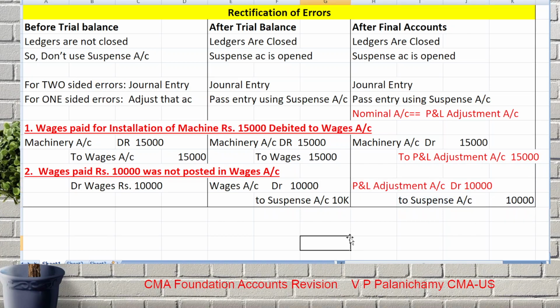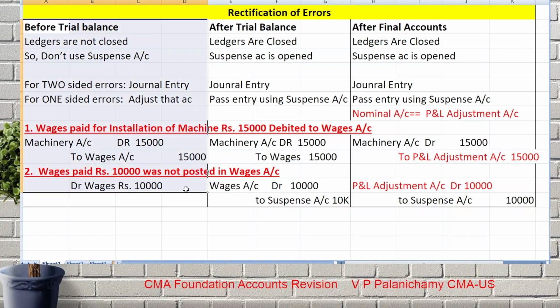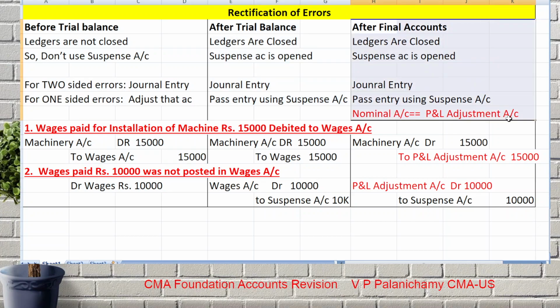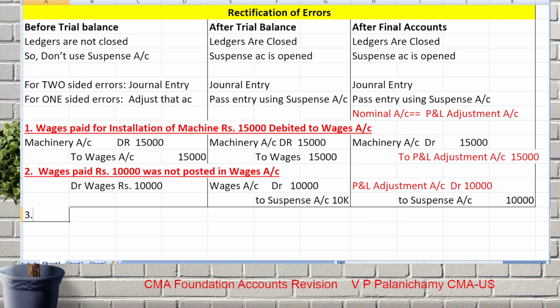Suspense account. See, the problem is learning each separately in class. We learn before trial balance, then after trial balance, and then when we go to after final accounts there is confusion. Shall we go for other errors also? Did you understand this so far? Next, wait. Third. Pay attention. Shall we?